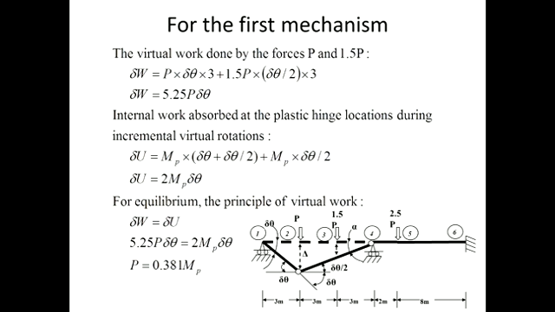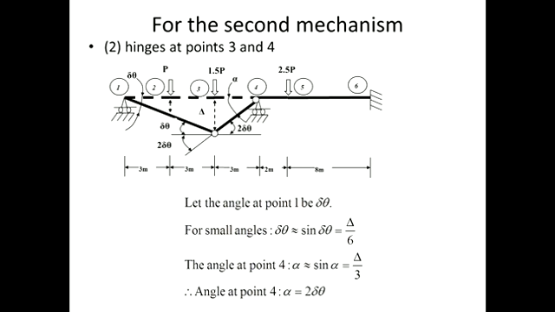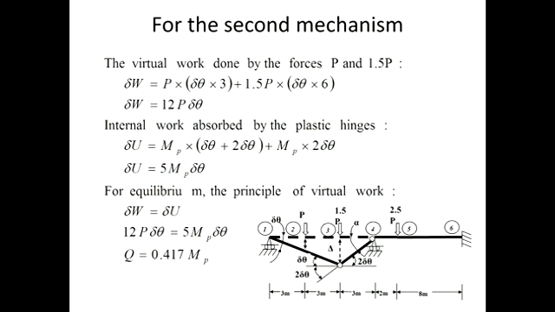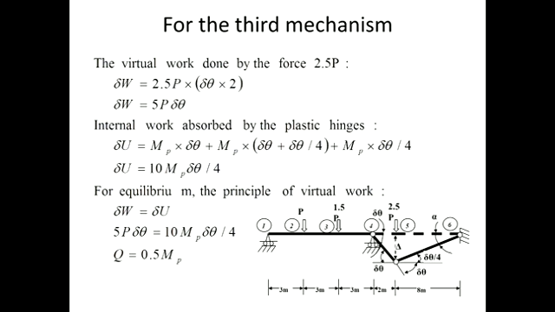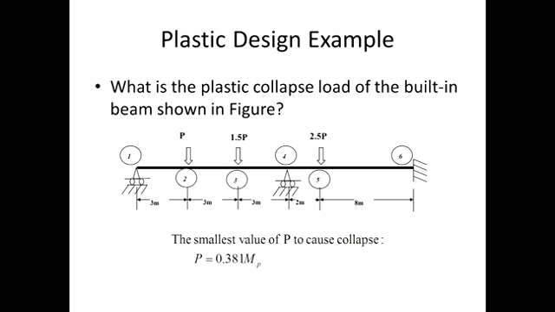So then in the end we have this value of P. We have a plastic collapse load for one case, and we can do the same for the second case, so we have another value of P. And then we can do the same for the third, so we have another value of P. Then the smallest value of these becomes our value of P.